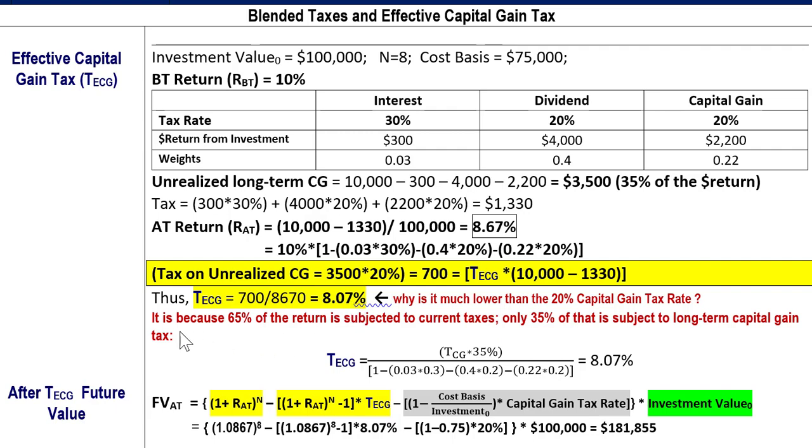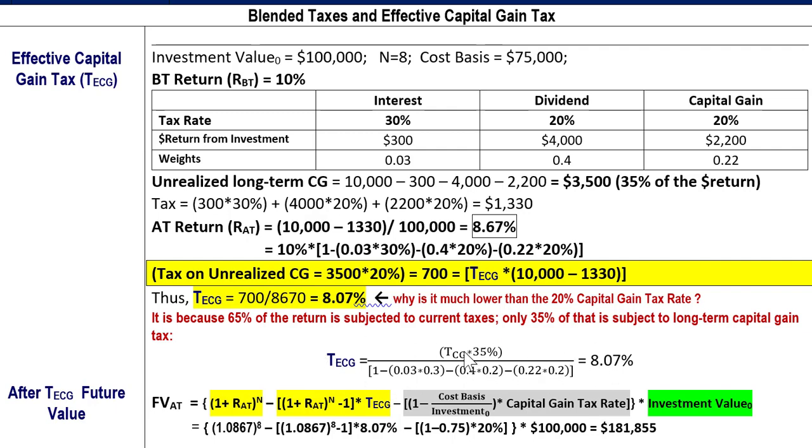Now here it is because 65% of return is subject to current tax. Only 35% is subject to the long-term capital gain tax. So it's only 35% of that to pay for the $700. So that's the reason the tax rate is only 8.07%. Now, in the textbook, it gives you this formula.